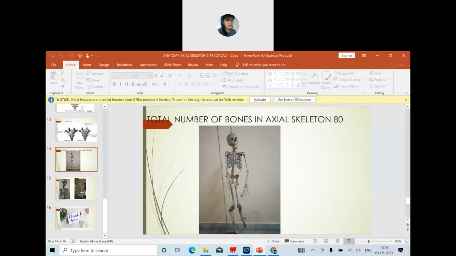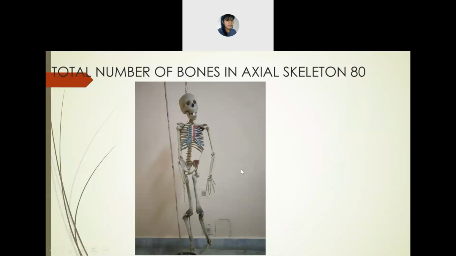Today we will be revising the topic of this anatomy practical. In anatomy practical, we have already discussed the bones. Even in anatomy theory, we have discussed the different types of bones and the total number of bones in the human body. So today, let me test your memory, how much you all remembered.